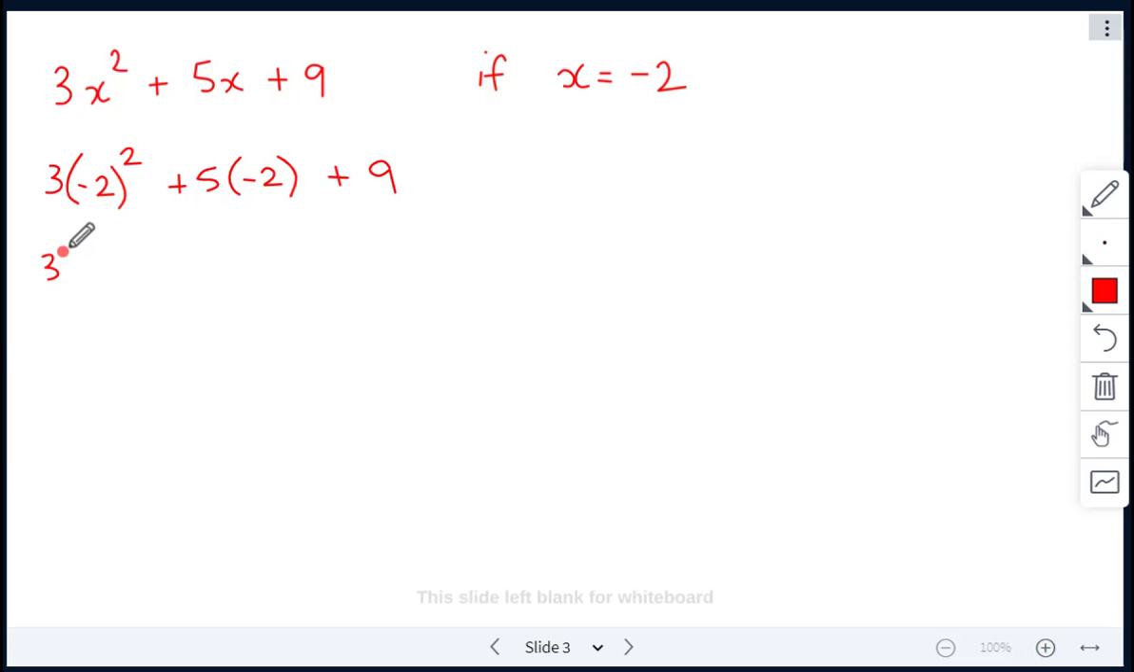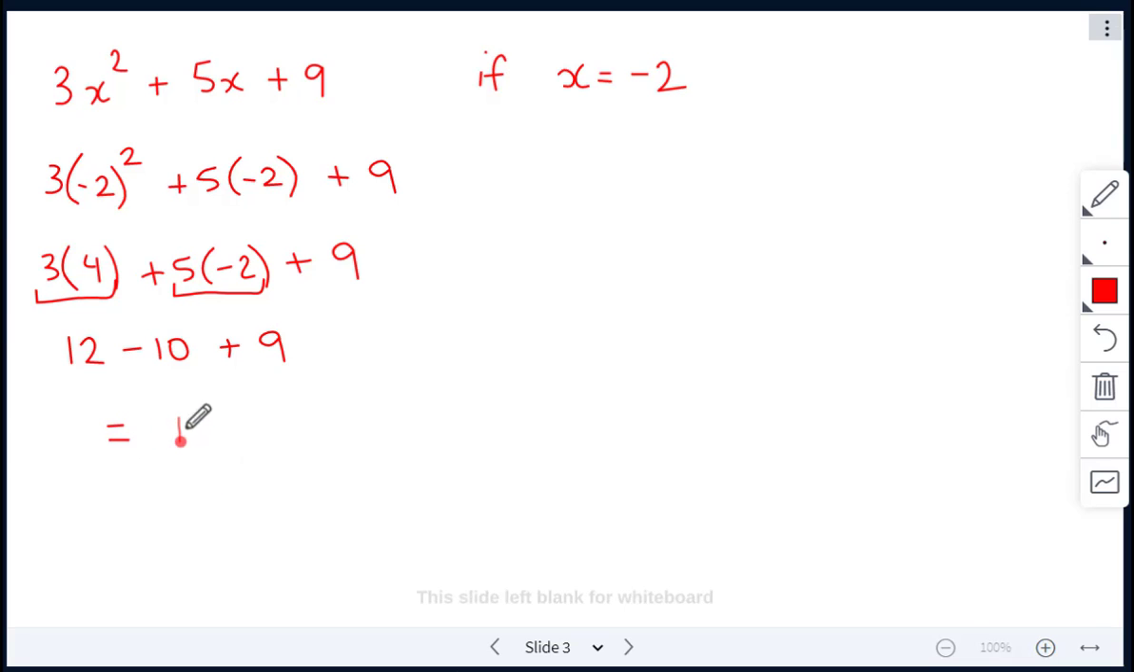So that becomes 3 times negative 2 squared, which is negative 2 times negative 2, which is positive 4. And I'll just rewrite this out. So 5, negative 2, plus 9. Now let's go ahead and multiply. So 3 times 4 here, that gives me 12. And then 5 times negative 2, that's minus 10. And then we just have the plus 9. All right, so 12 minus 10 plus 9, which gives me my answer of 11.